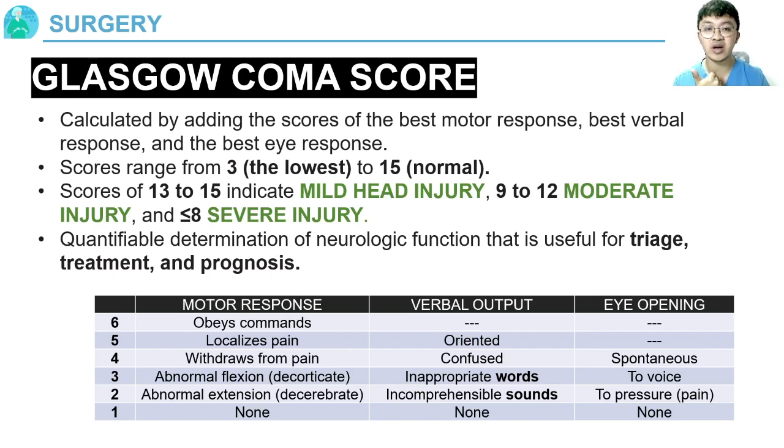Then 1, there's no response. 2, there's sounds. 3, there's words. 4 and 5, there's sentences. 4 is confused. 5 is oriented.